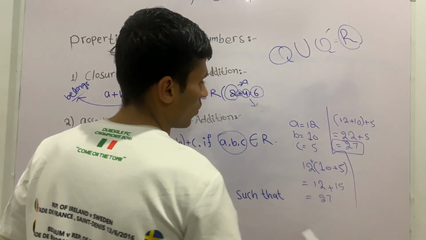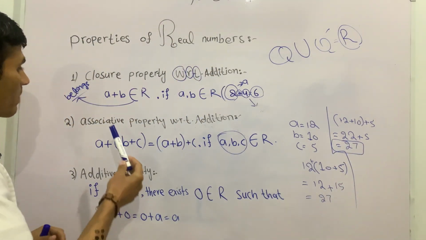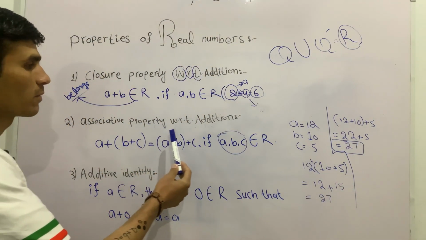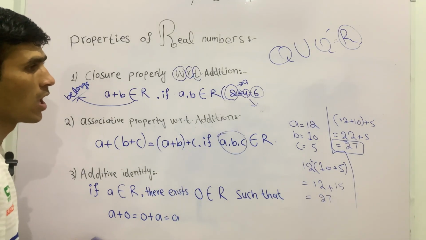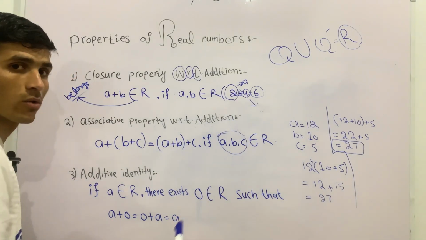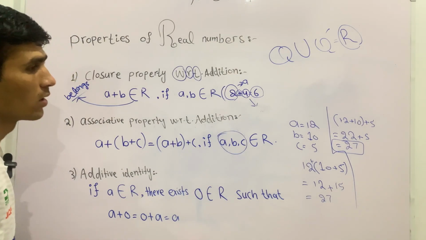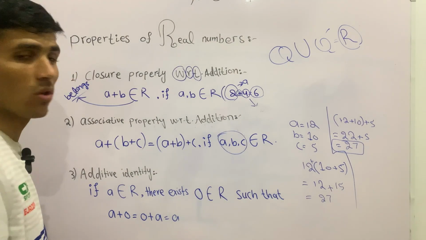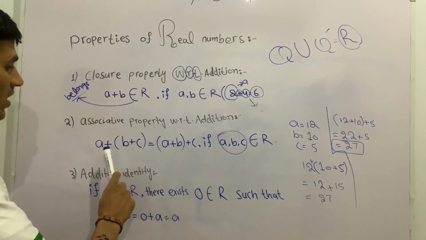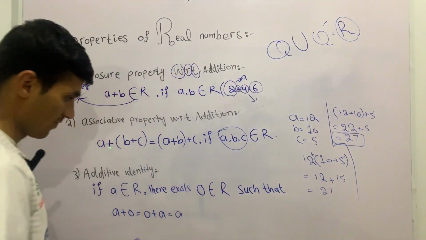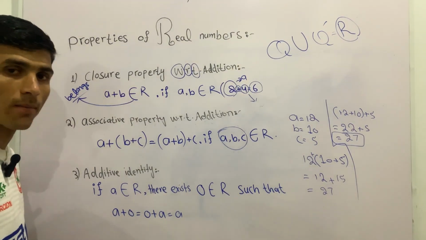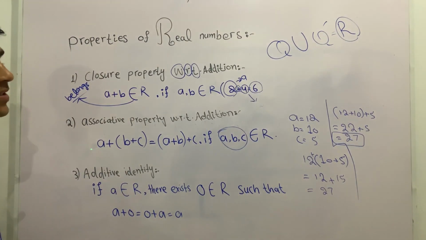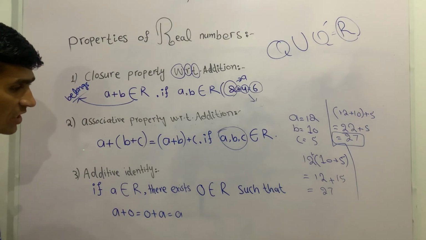27 equals 27. This was about the associative property with respect to addition. You could also check whether this property works or not. Try out some examples. So let's talk about the next property, sorry, the third one, which is additive identity.